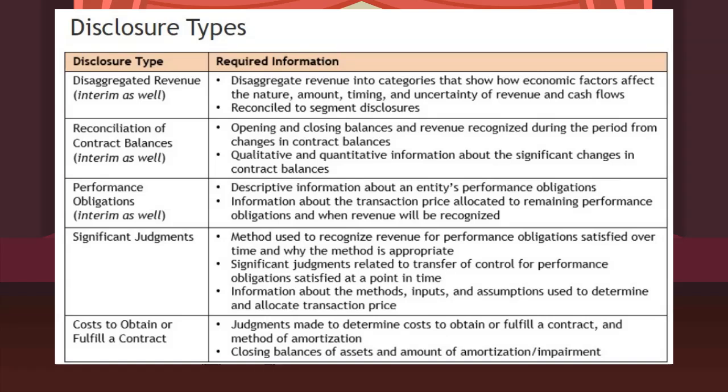The purpose is to ensure that the information that readers will find useful is not obscured by a large amount of insignificant detail, and that items with sufficiently different characteristics are disaggregated and presented separately. It is important to note also that certain disclosures are required for public companies, but are optional for private entities. Review the table to learn about each of the disclosure types.